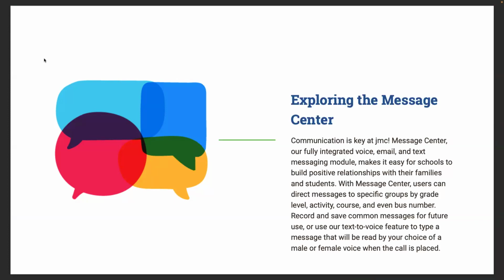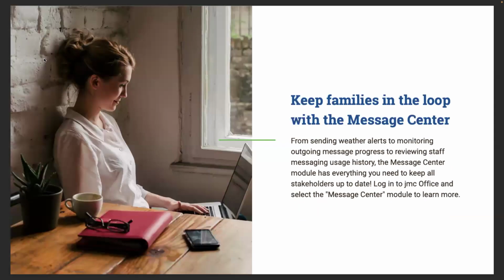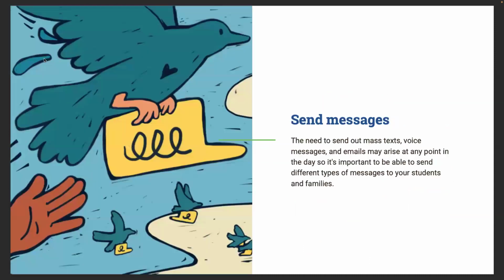With Message Center, users can direct message to specific groups by grade level, by activity, course, and even bus number, record and save common messages for future use, or use our text to voice feature to type a message that will be read by your choice of a male or female voice when the call is placed. From sending weather alerts to monitoring outgoing message progress to reviewing staff messaging usage history, the Message Center module has everything you need to keep all stakeholders up to date. Log into JMC Office and select the Message Center module to learn more.